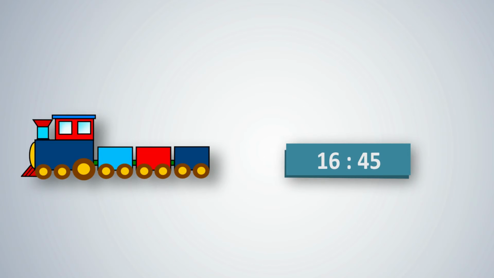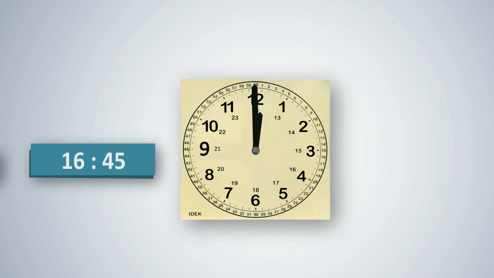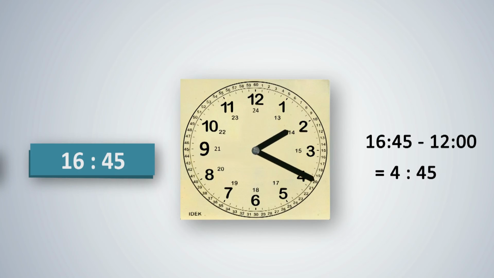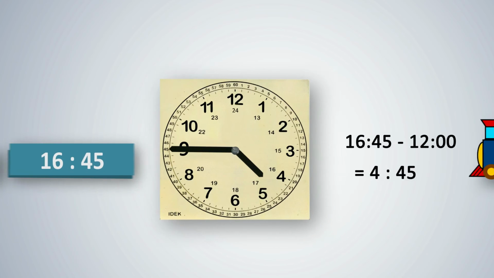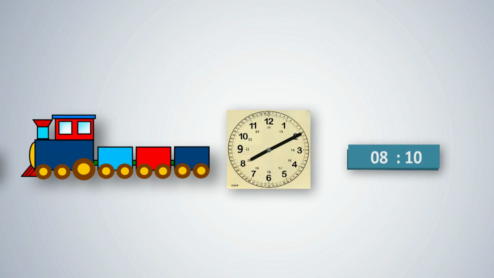But Sarita is not familiar with the 24-hour clock. How will she know exactly at what time it departs on the 12-hour clock? If the time is beyond 12, she must subtract 12 from 16:45, which gives 4:45, or 4:45 in the evening. If a train departs at 08:10 hours, then all we have to do is drop the first zero and read it as 8:10 a.m.